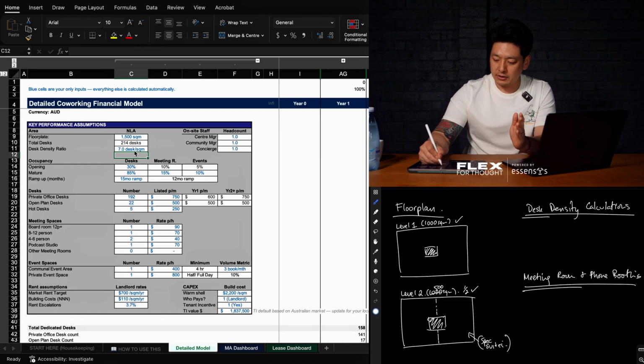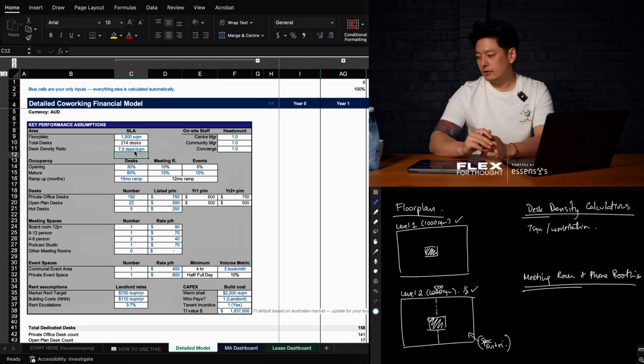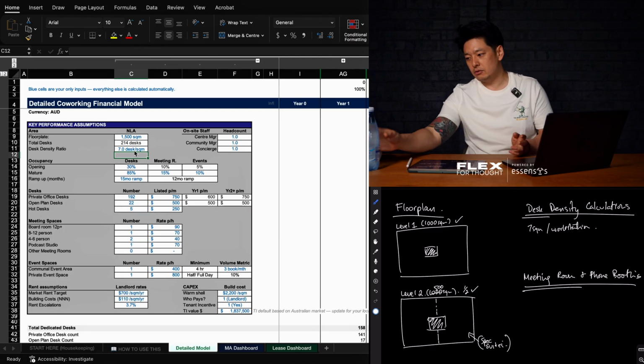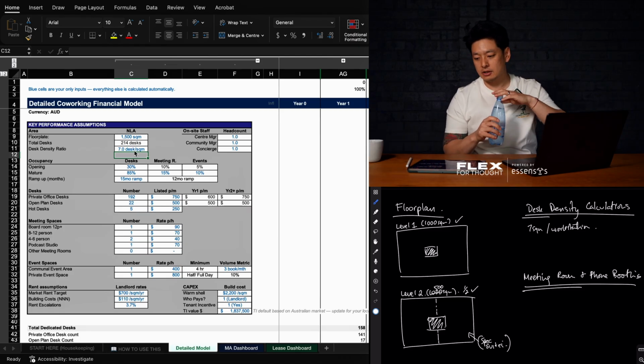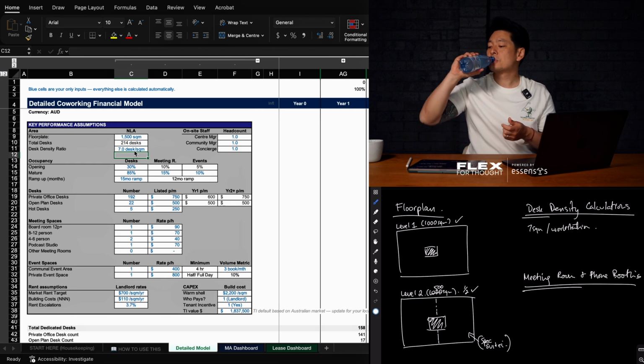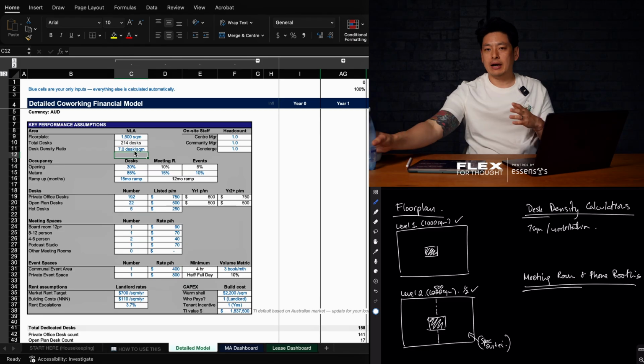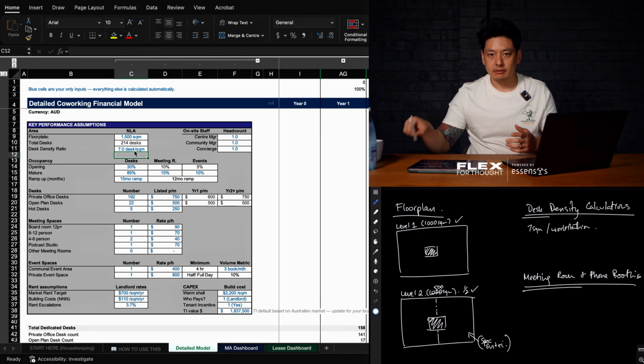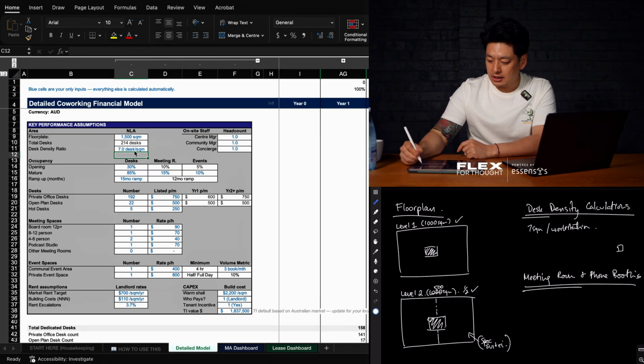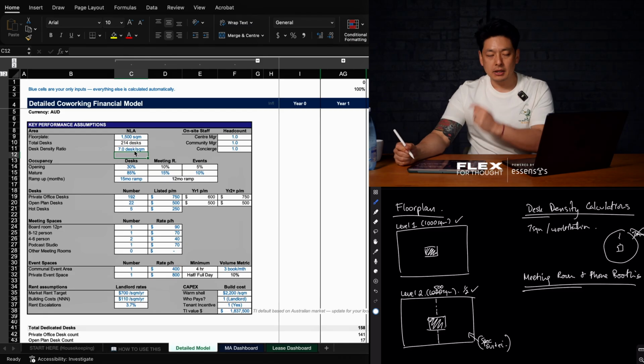But let me explain what that 7 square meters per desk, per workstation actually means very quickly. If you understand this because you've been on the channel, you can skip past this. If not, please listen. That doesn't mean there's 7 square meters around every workstation physically, right? So it doesn't mean there's a desk here and then you've got this radius around that of 7 square meters. That is not what it means.